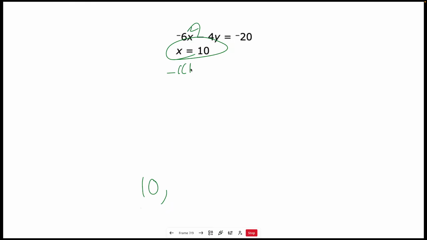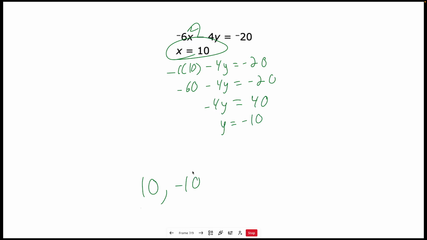So now we would have -6 times 10 minus 4y equals -20. And now we just solve, right? -60 minus 4y equals -20. Add 60 on both sides, we get positive 40. Divide by -4, we get -10. So your final answer is 10, -10. In these cases, right, with substitution, it's already halfway solved for you.